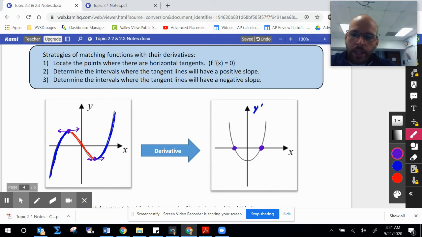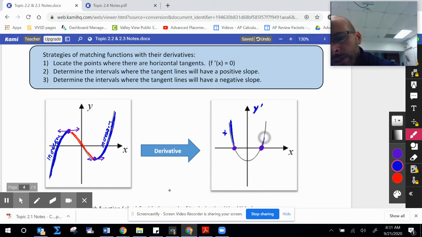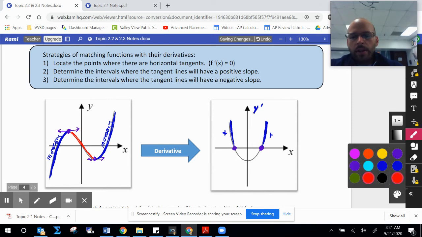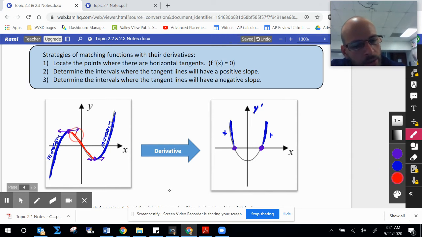Now, if you look here, to the left of the first point where it's increasing, those are all positive slopes. And you can see here that these are all positive values. Okay, now the same thing where it's increasing on the right side of my graph is also where the derivative gives me positive values. Okay. Now, it's between those where it's decreasing. And if it's decreasing, we know we have negative slopes.